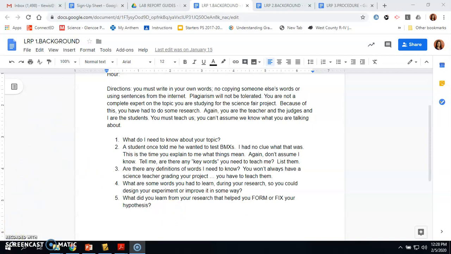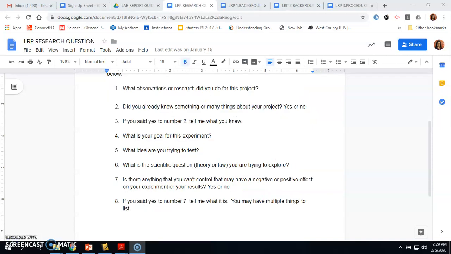The first one says, what do I need to know about your topic? A great starting point for this is to go back to the research question. If you go back and take a look, I already asked you, did you already know something or many things about your project? And if you did, that would be your part of where you would tell me the following.